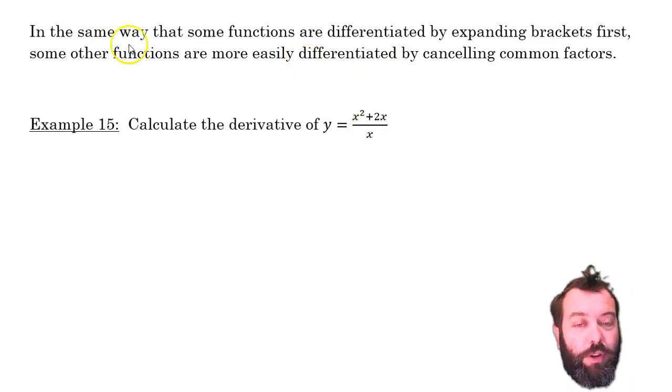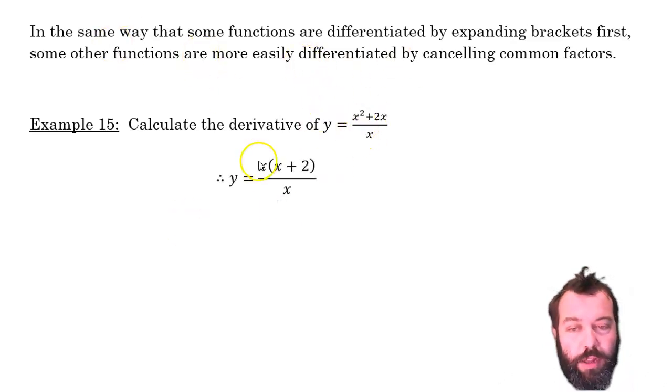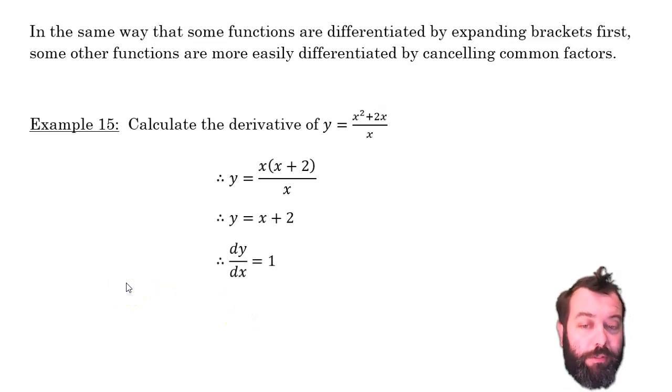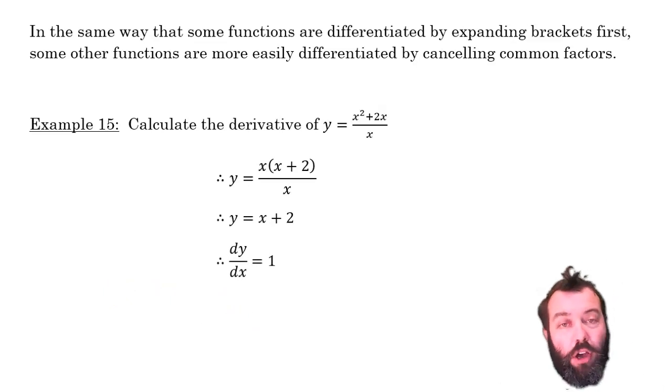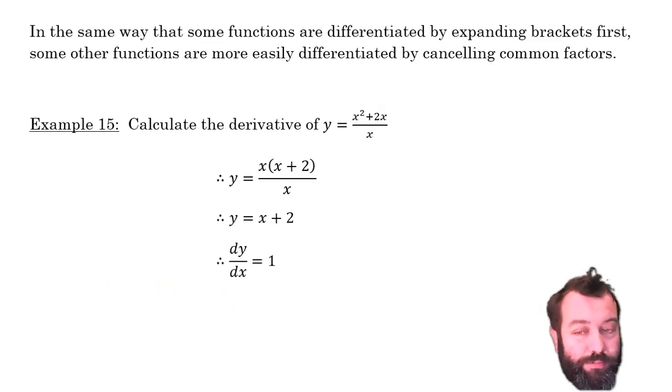But I could factorise the numerator there, right? And when I do that, I get x outside of x plus 2. So over x, cancel the x's. My function is y equals x plus 2, which means the derivative of that function is a neat and tidy 1. Okay, that's all.